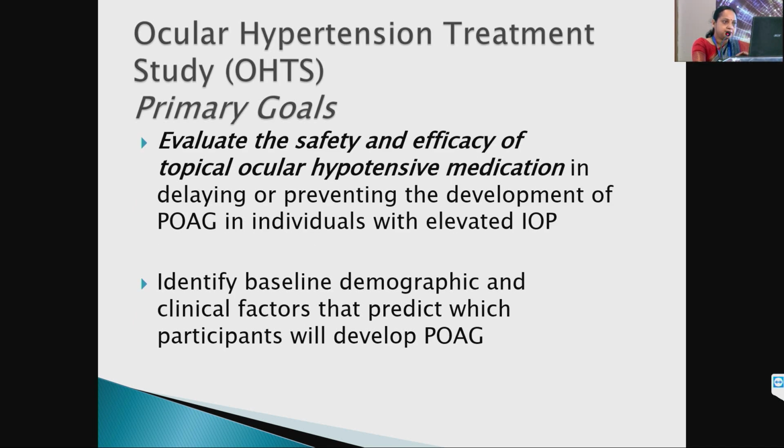The Ocular Hypertension Treatment Study evaluated the safety and efficacy of topical ocular hypotensive medications in delaying or preventing the development of POAG in individuals with elevated IOP. It also identified the baseline demographic and clinical factors that predict which participants will develop POAG.